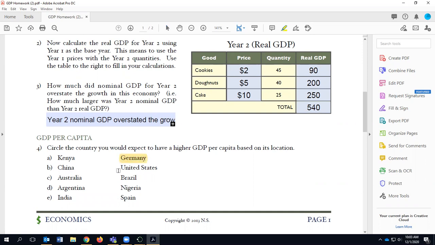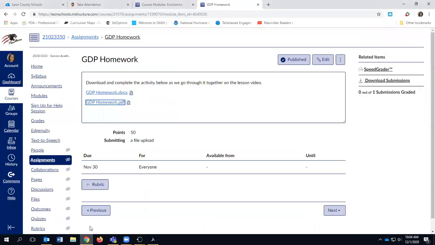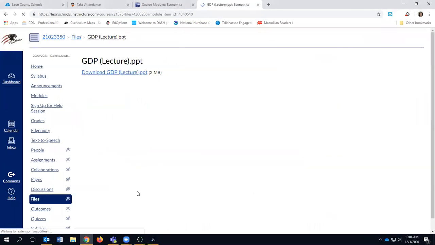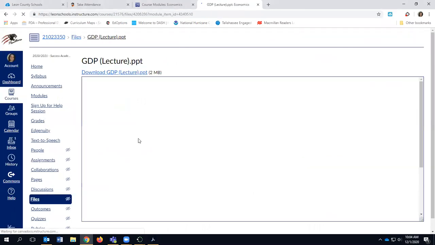What about China or the United States? China, consider the population though. China has a huge population, so you'd be dividing how much they have per person. So United States. What about Australia versus Brazil? Australia. Remember, biggest continent?